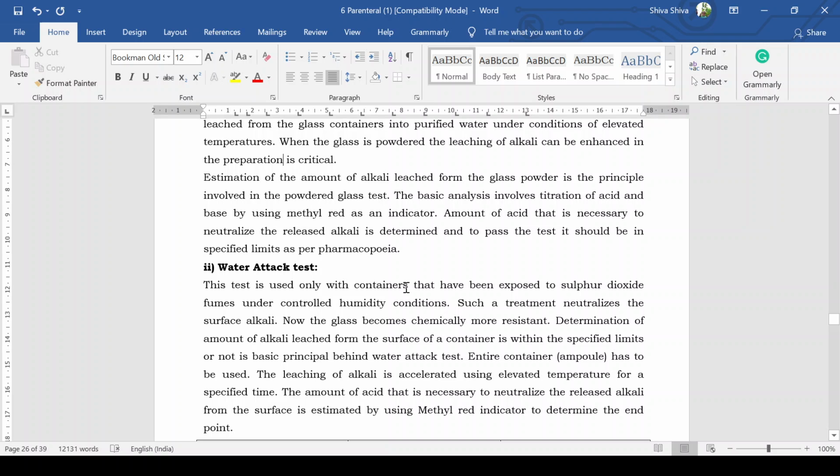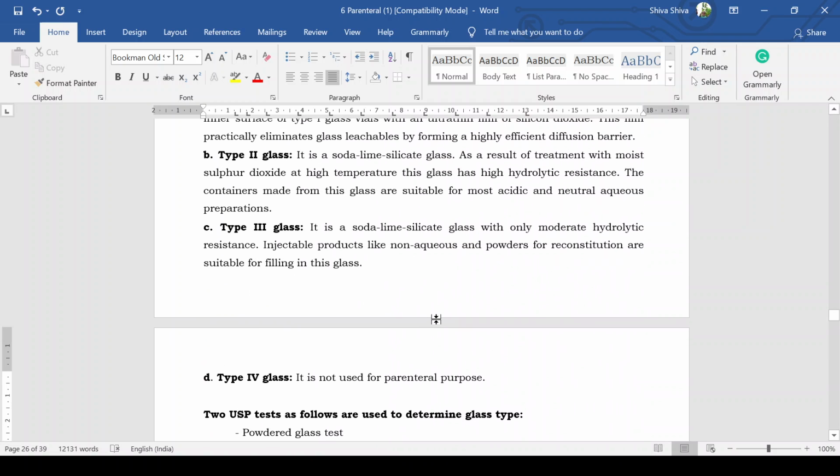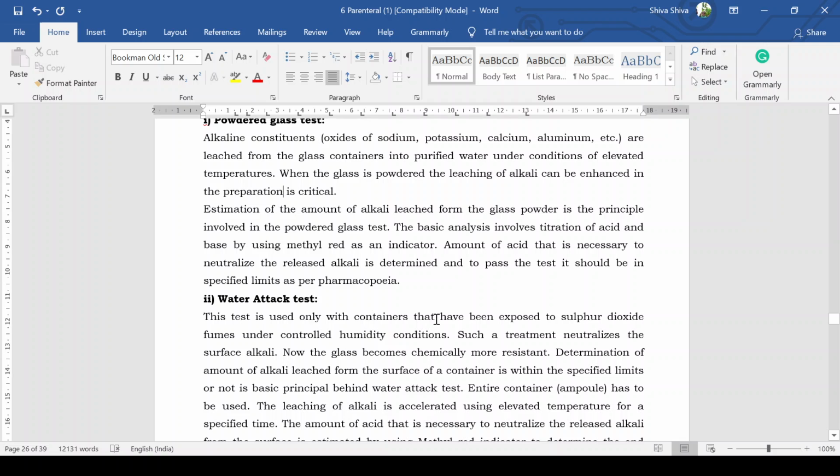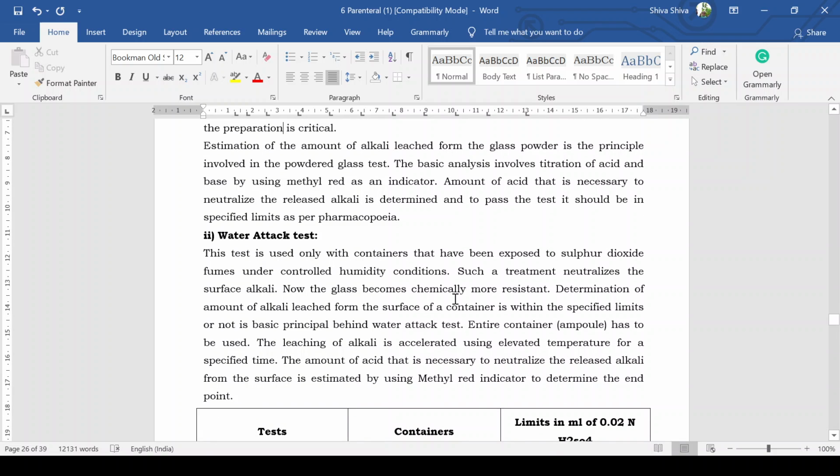This test is used only with the container that have been exposed to sulfur dioxide fumes under controlled humidity conditions like type 1 and type 2 glass. Such a treatment neutralizes the surface alkali. Now the glass becomes chemically more resistant. Due to treatment with sulfur dioxide, glass becomes chemically more resistant. Determination of amount of alkali leached from the surface of the container is within the specified limits or not is the basic principle behind water attack test.